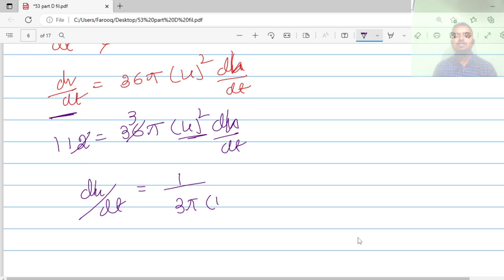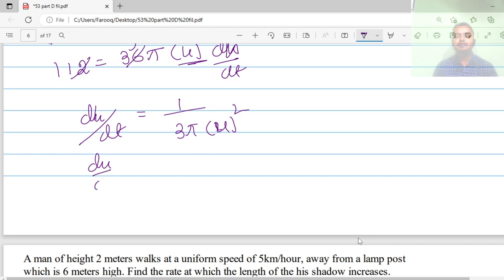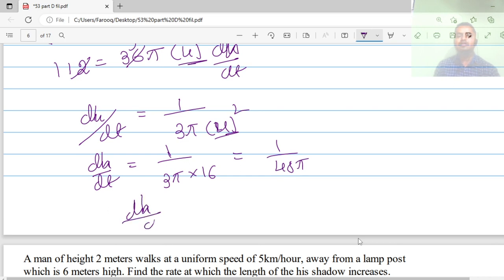One more step so that you will get a clear picture. dH by dt is equal to 1 divided by 3 into pi into 16, that is 4 square is 16. That is equal to 1 by 3 into 16, which is 48 pi. So dH by dt is 1 by 48 pi centimeter per second.